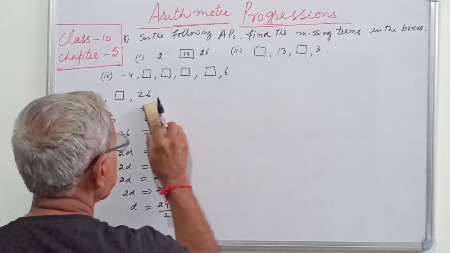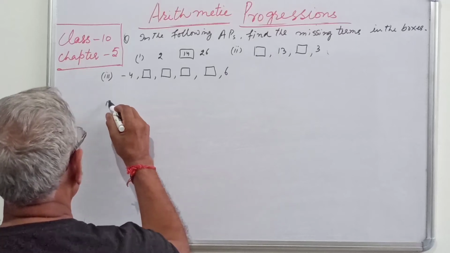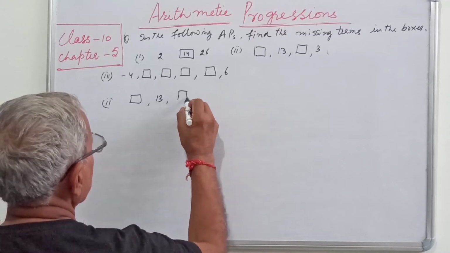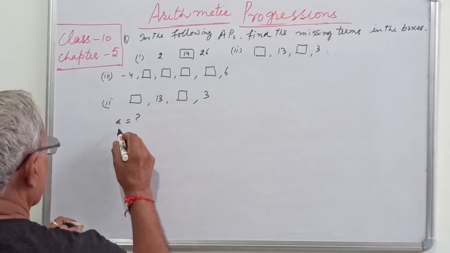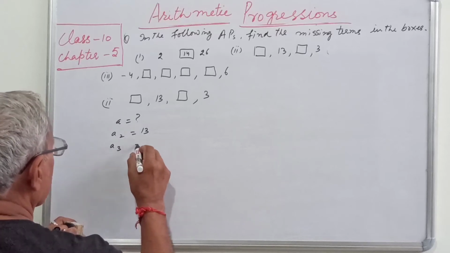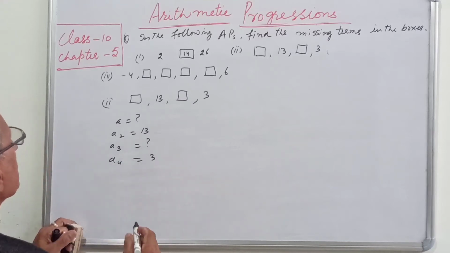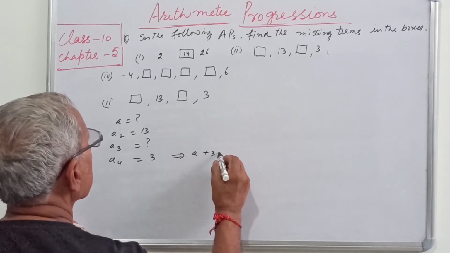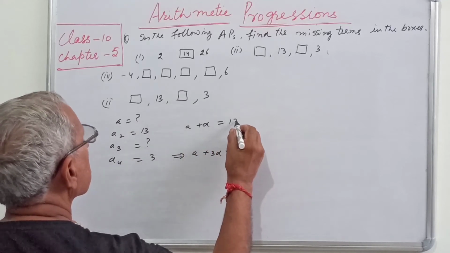Second part is missing term, then 13, missing term, and 3. So A is not given, A2 is 13, A3 again not given, A4 is 3. So using the formula, A plus 3D is equal to 3 and A plus D is equal to 13.